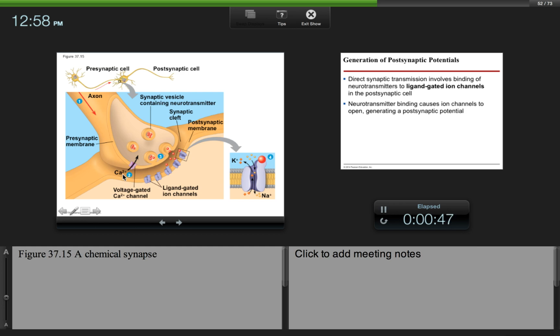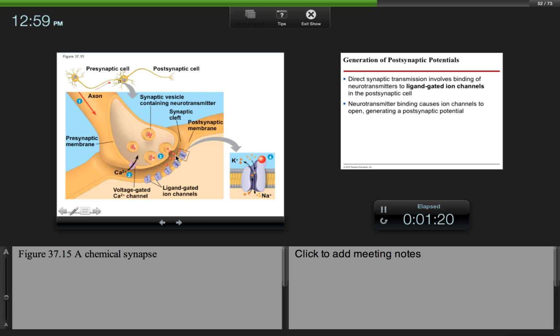So what happens here is calcium ions will diffuse into the cell, and when the calcium ions diffuse into the cell, it causes the neurotransmitters to be packaged into vesicles. And then these vesicles will fuse with the presynaptic cell membrane, and it will release these neurotransmitters into the synaptic cleft, or the synapse, the space between the cells.